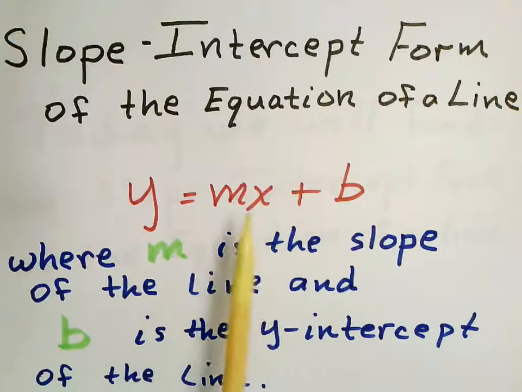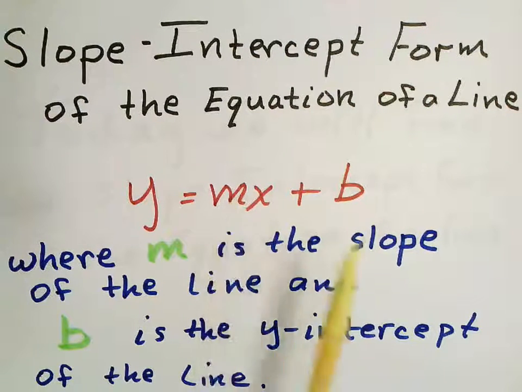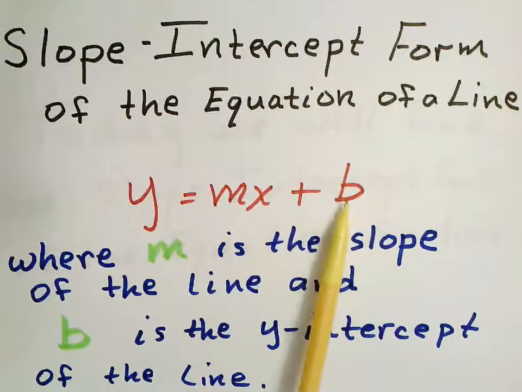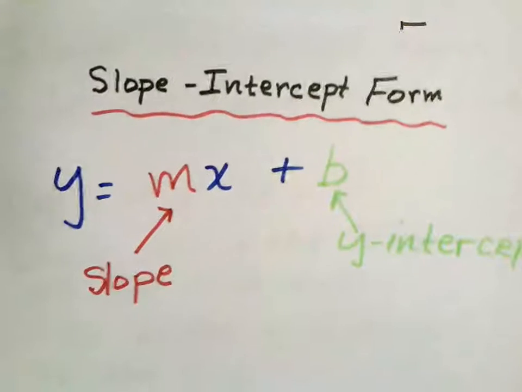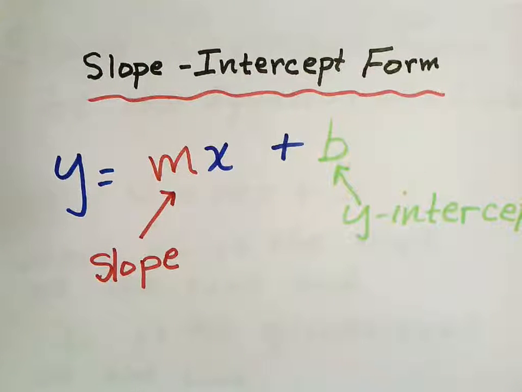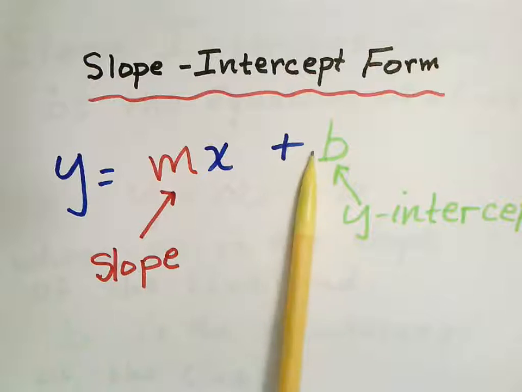Notice that the slope is the number in front of the x. That's the numerical coefficient of the x, not the x, just the number in front of it. And here we have our y-intercept, where the line is going to cross the y-axis, which is called b. Let's look at that again. Here's our slope-intercept form for the equation of a straight line. The slope is the m, again, the number that's in front of the x, the numerical coefficient of the x. And here the b is our y-intercept.